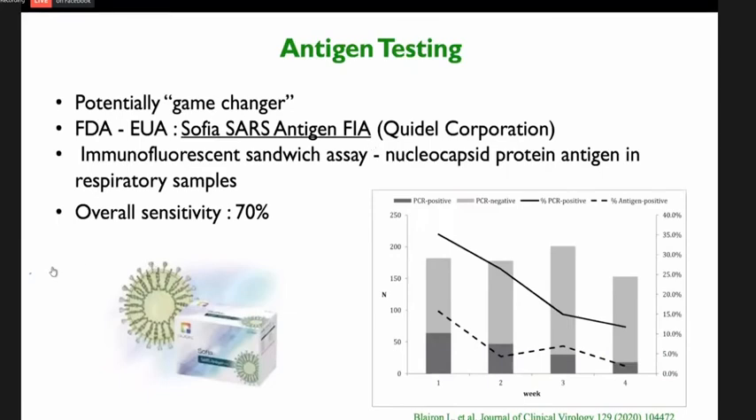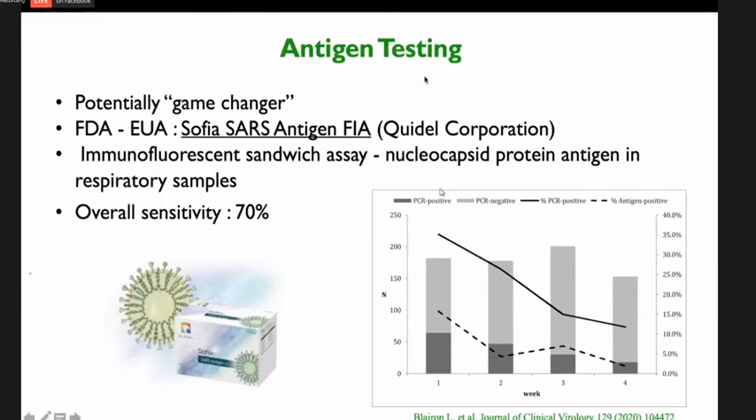So next, I'll briefly talk about antigen testing. Considering the complexity, economic burden, and limited availability of molecular testing, antigen testing in respiratory samples can be a game changer in the diagnosis of COVID-19.